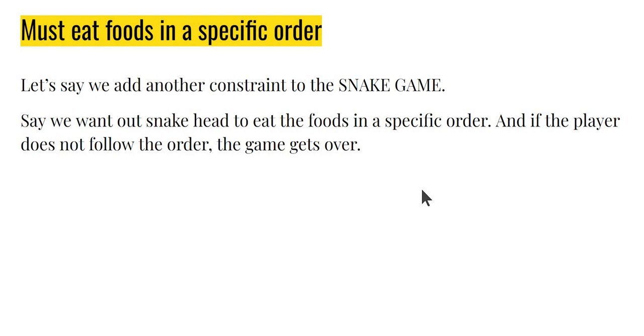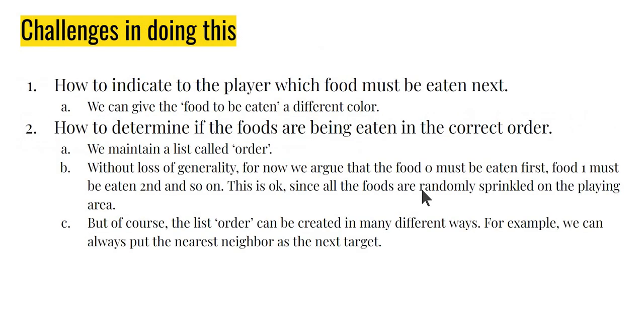Now let's see what are the challenges in doing this. First of all, we must figure out a way to indicate to the player which is the food that must be eaten next. For example, in the demonstration I just gave you, the food to be eaten next is given a different color, in this case, a purple color. Next, I must determine somehow if the foods are being eaten in the correct order.